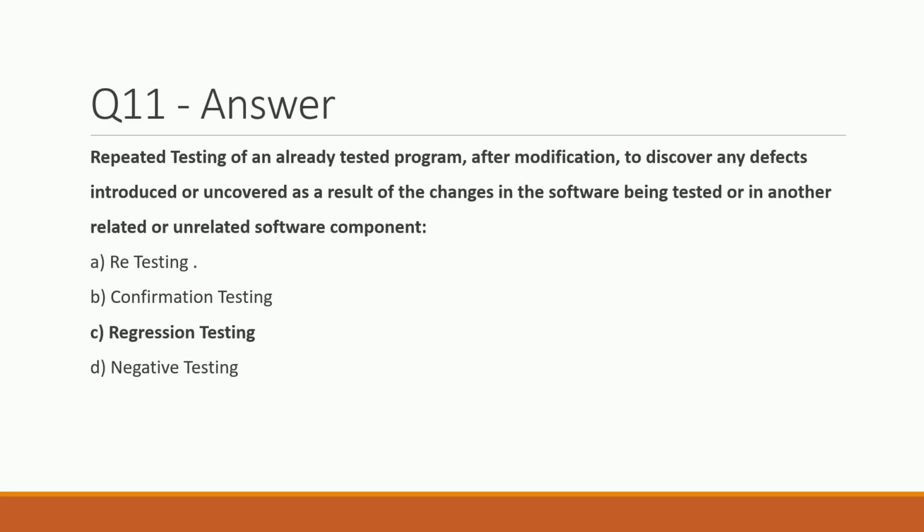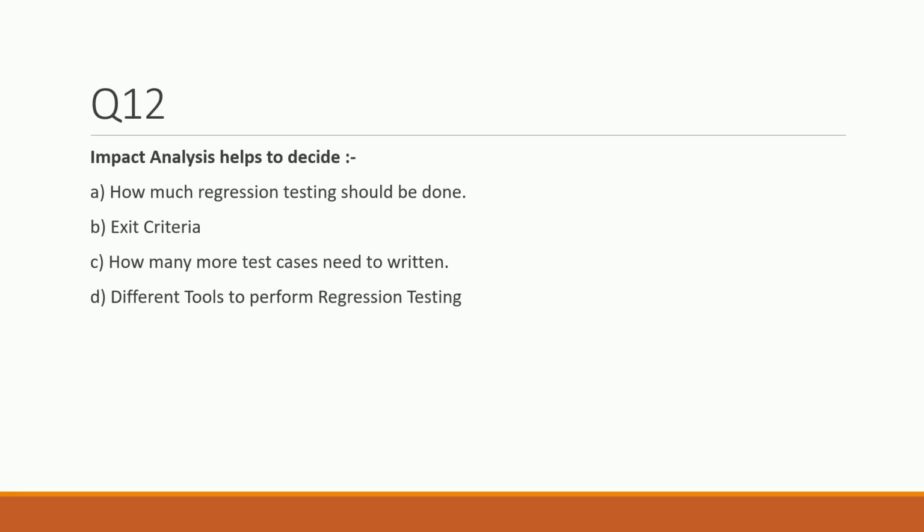So the answer is C, regression testing, because regression testing is the type of testing which is done to ensure that any change in the software code or module doesn't break the existing functionality. Question 12 is impact analysis helps to decide how much regression testing should be done, exit criteria, how many more test cases need to be written, different tools to perform regression testing. And the answer is A, how much regression testing should be done.